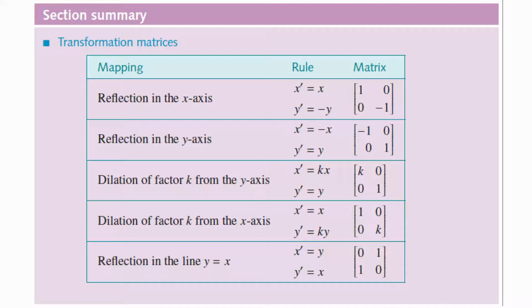How does that change things? That's all you're reading. So there's no translations at the moment. It's just dilation or reflection. So reflection has negatives. Dilation is when you're multiplying by a value.